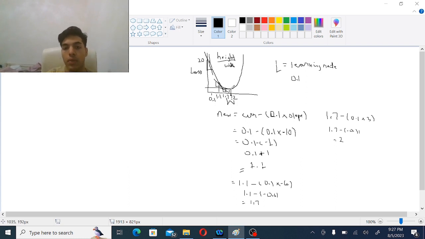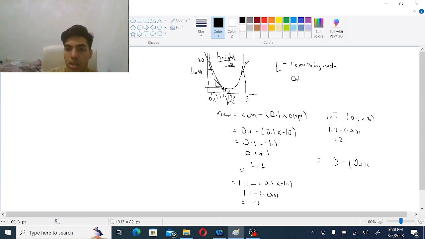Okay, so this would even work if we were on the other side. Let's say this was where we were at. This is our current value. Let's say it was 5. And to update the value of the parameter, we would use this formula. So the new value of the parameter is equal to the current value, which is 5, minus the learning rate, which is 0.1, times the slope of the curve at that point.